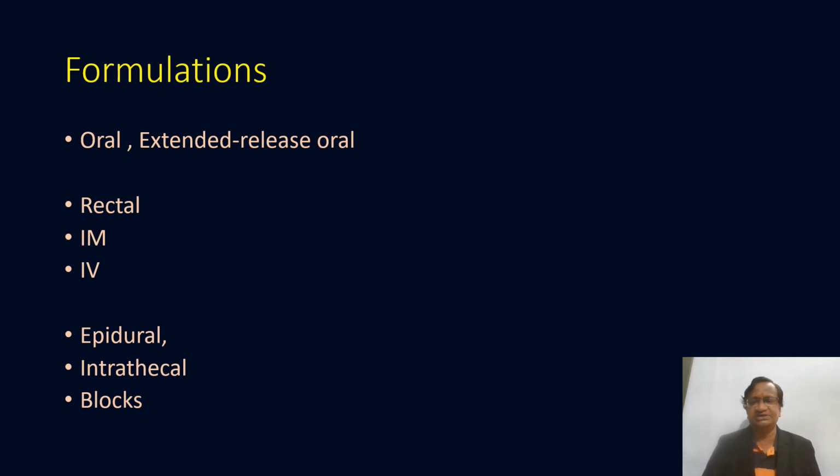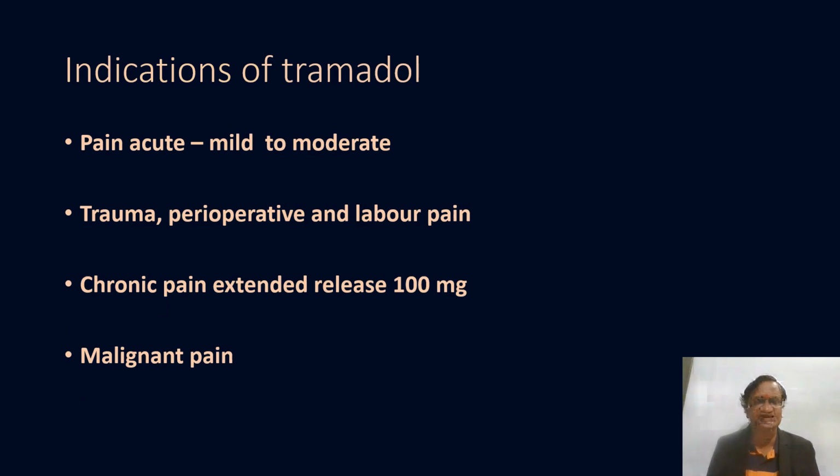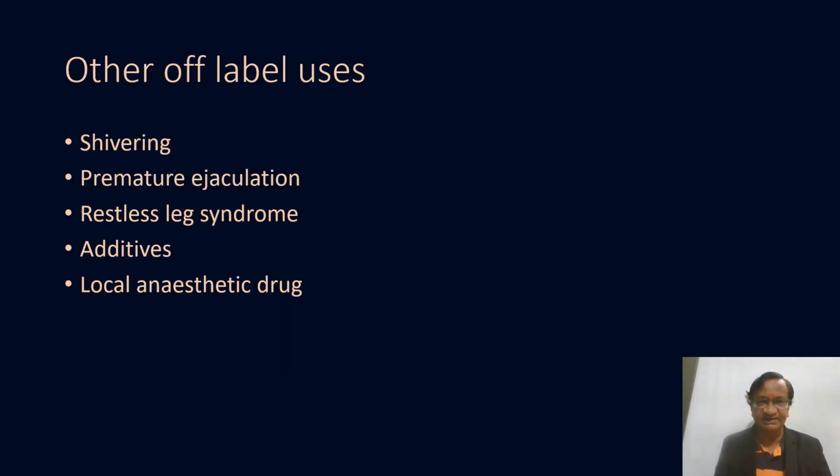There are a lot of formulations: oral, rectal, IM, IV, epidural, intrathecal blocks, etc. Now we will go to what are the indications of tramadol. When should we use this? It can be used in acute pain and chronic pain. In acute pain, it may be postoperative pain, sometimes labor pain, it may be trauma or operation. Chronic pain is malignant pain and non-malignant pain. All these things are indications of tramadol.